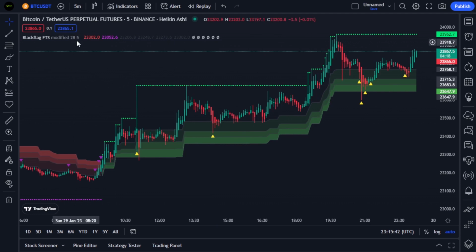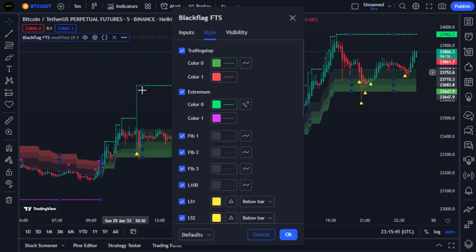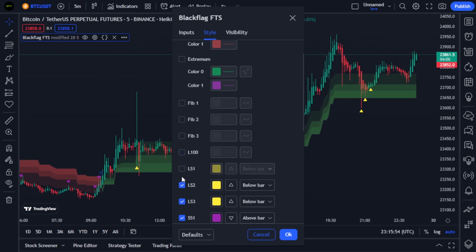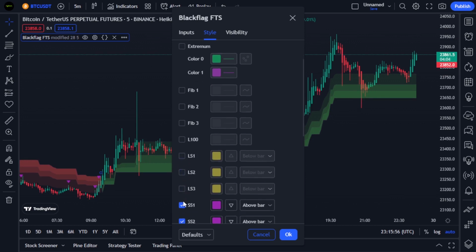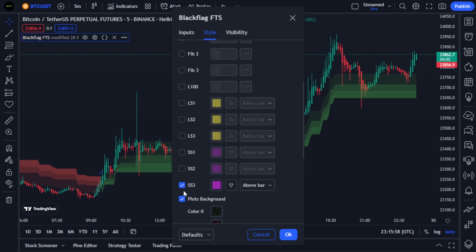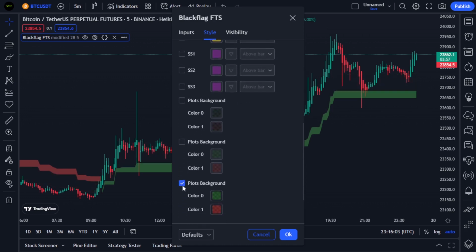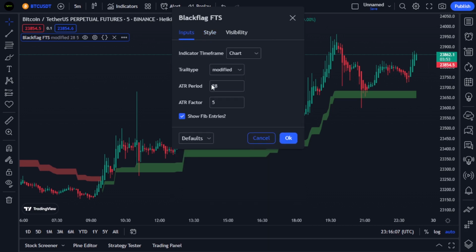Okay, we need to access the settings of the indicator. And in the style section... And in the input section, let's change the ATR period to 15 and change the ATR factor to 4.